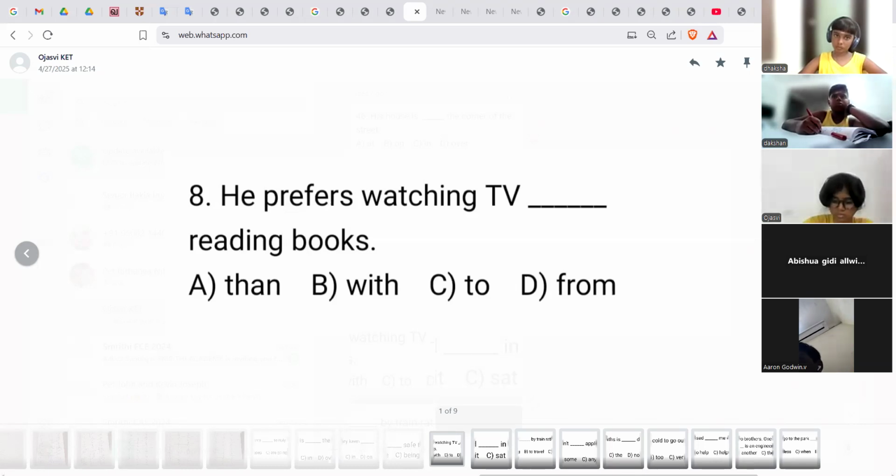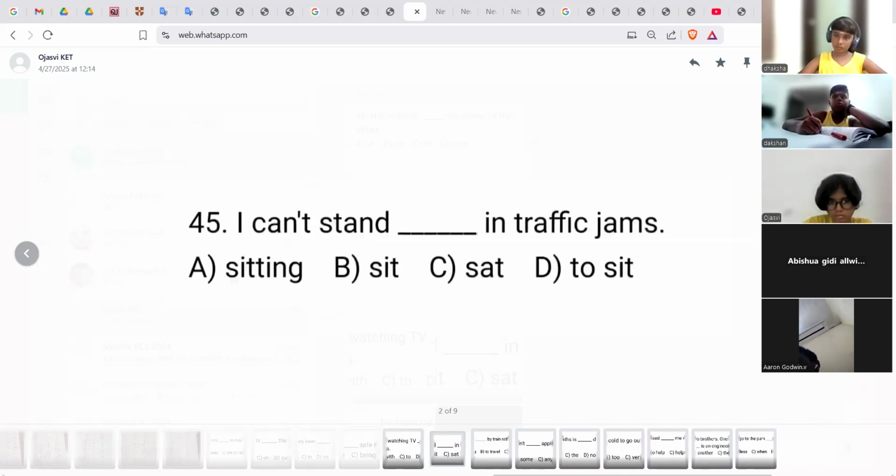Prefer is coming. That's why you guys have to be very careful. Now this is a pretty standard one. I can't stand. After that, only one form of the word will come. I can't... You can easily take it out. The other three you can throw off.